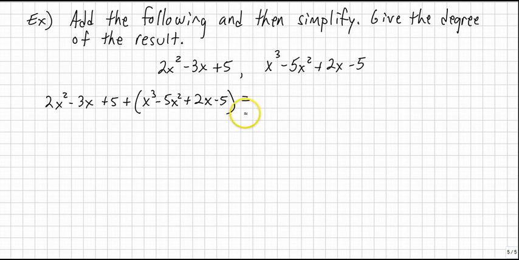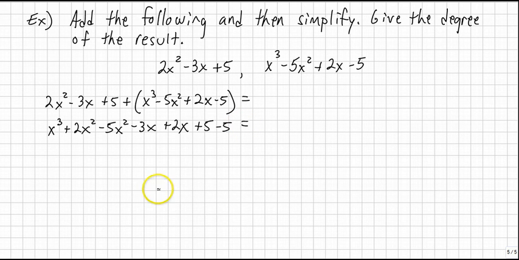This would equal, let's go ahead and just rearrange everything so all the similar terms are next to each other. So it'd be x to the third, and then we'd have a 2x squared and a negative 5x squared. We'd have a negative 3x and a 2x, and then we'd have a positive 5 and a negative 5.